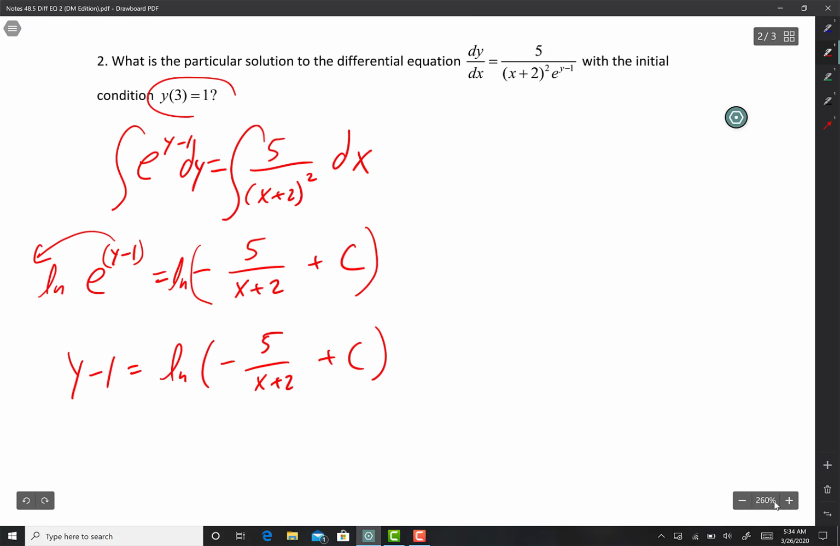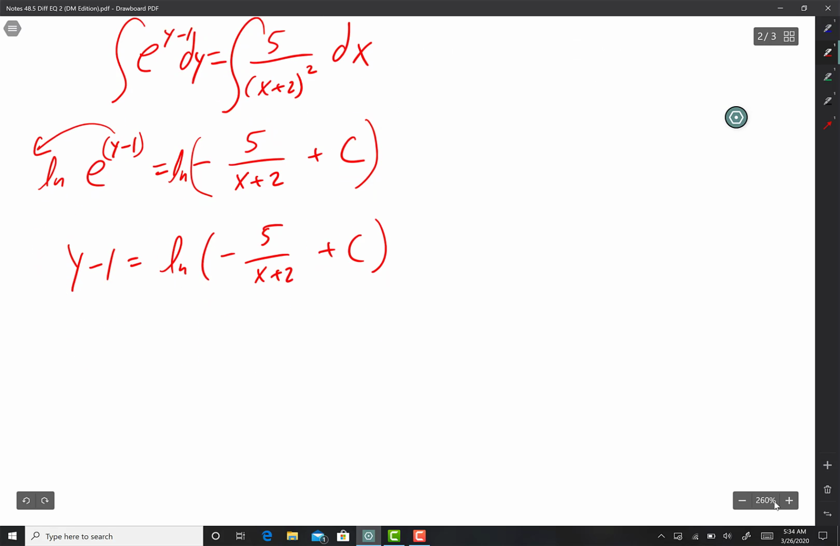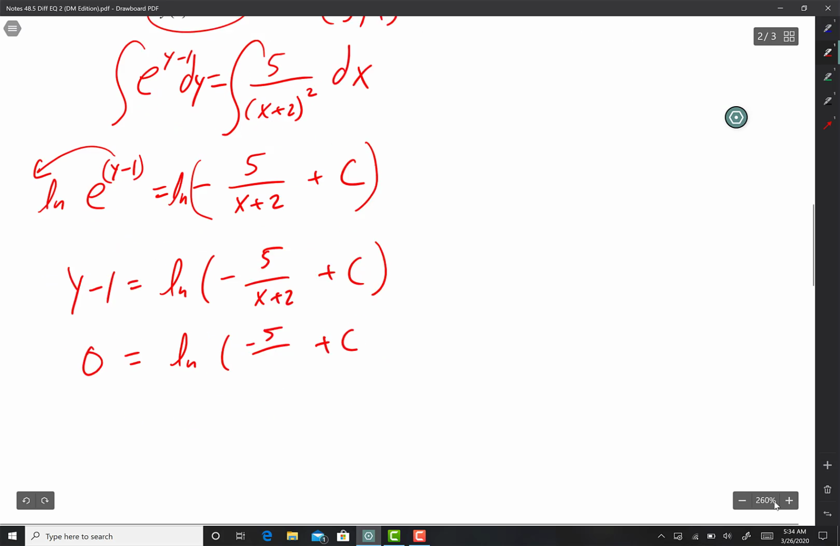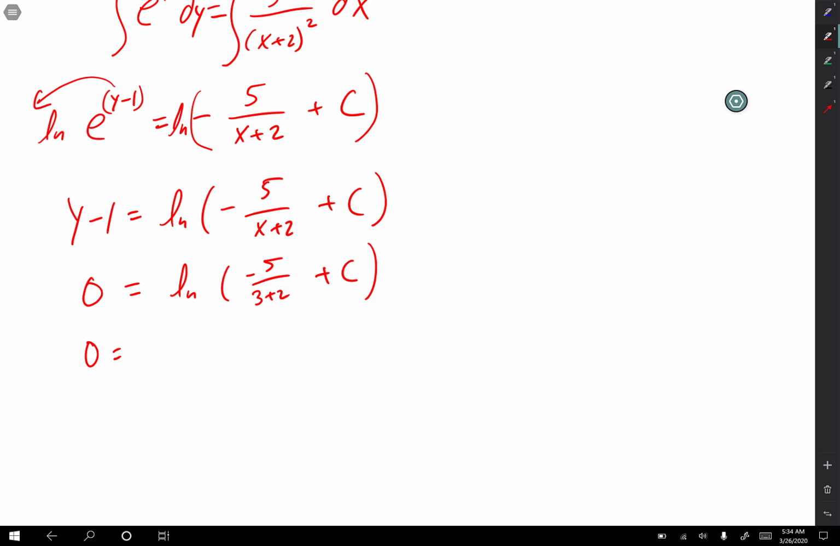And then I know that y of 3 equals 1, so the 3 is an x and the 1 is a y. So 1 minus 1 is 0. 0 equals ln of negative 5 over x plus 2, plus c. Oh, and I don't have an x plus 2 anymore. Let's see, x was what again? 3. 3 plus 2 plus c. All right, 3 plus 2 is 5, so 0 equals ln of negative 1 plus c.